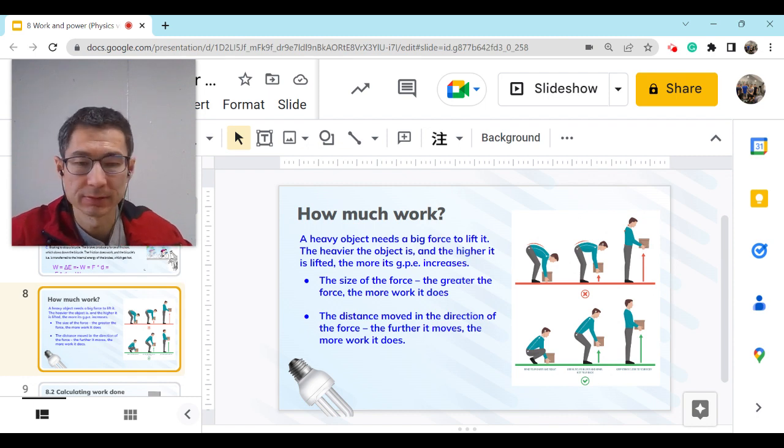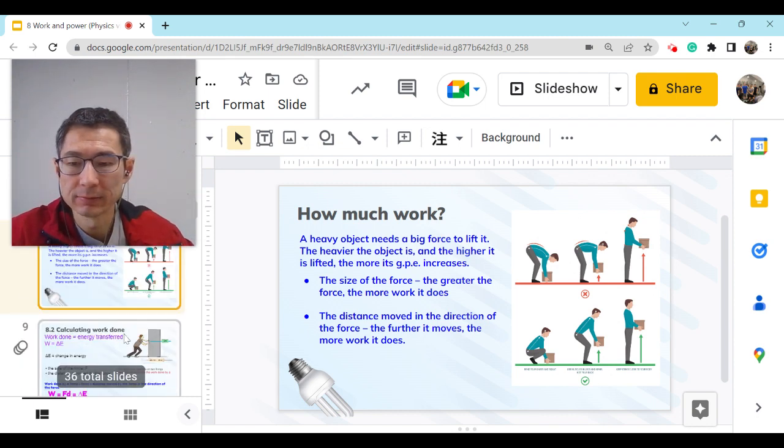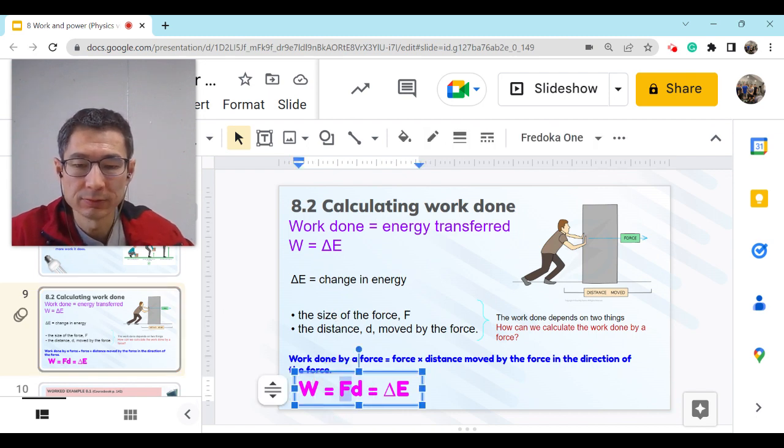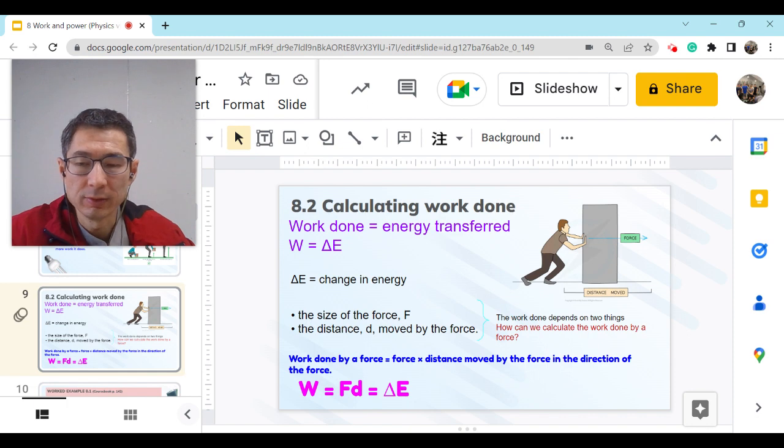Of course, this is understandable. Where is it understandable from? From this slide. If I increase the force and the distance, of course I will have a higher work done. W means work done, by the way. So how do we calculate it? Well, I talked about it. Now let's put it into symbols.